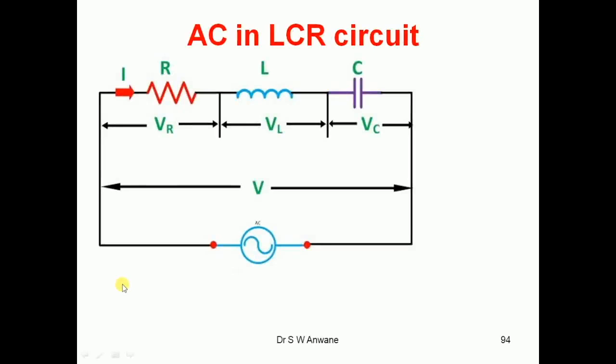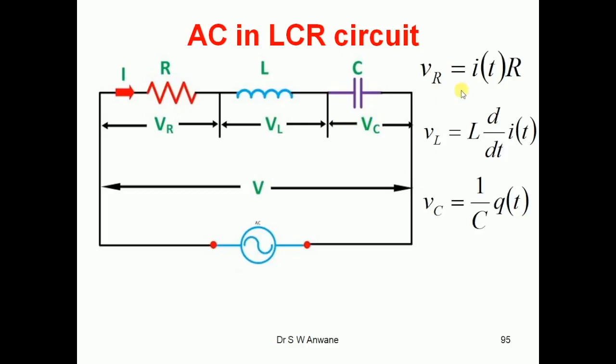Now we are in position to discuss AC in LCR circuit. Here we have series combination of resistance, inductor and capacitor as shown in the diagram, and applied voltage is represented by this signal source, and voltage across resistance is represented by V suffix R, voltage across inductor by V suffix L, and voltage across capacitor by V suffix C.